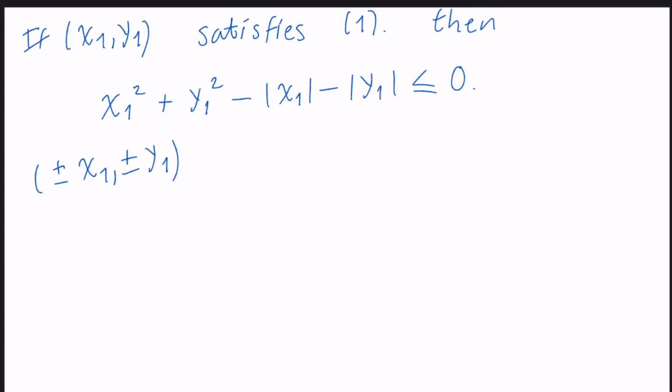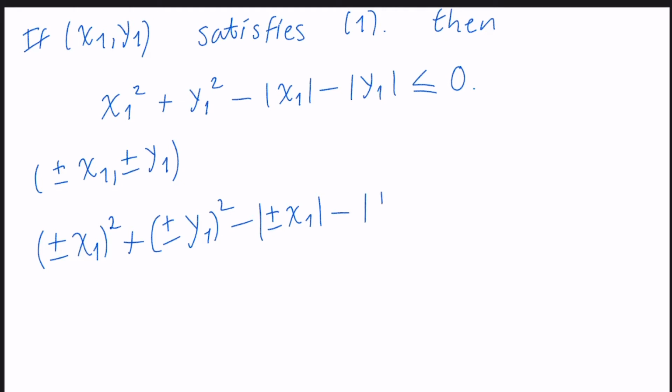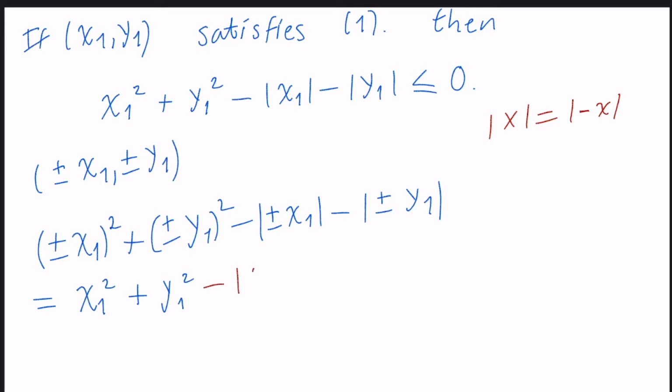Just replace into the left-hand side that we defined previously: plus or minus x1 squared plus plus or minus y1 squared, minus the absolute value of plus or minus x1, minus the absolute value of plus or minus y1. And we will do some algebra. This is x1 squared, because it doesn't matter if we have a plus or minus, the square removes the signs. The same happens with y1 squared. And another well-known property I will use is that the absolute value of x equals the absolute value of minus x. So this is minus the absolute value of x1 minus the absolute value of y1, and as you can see, this is the same as the left-hand side of inequality number 2.